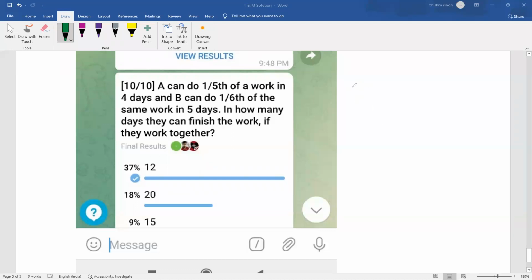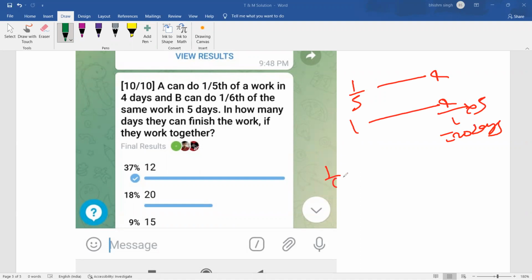A can do 1/5 of the work in 4 days. So 1/5 work in 4 days, so one work in how many days? 4 into 5, that is 20 days. And B does 1/6 of the work in 5 days, so one work in 5 into 6, how much is this? 30 days.